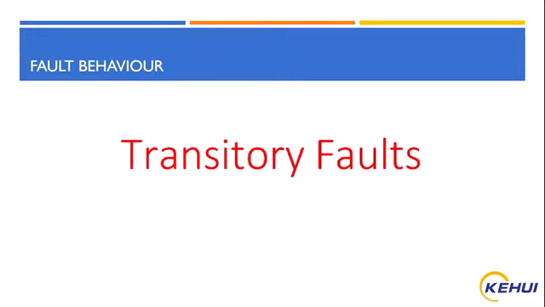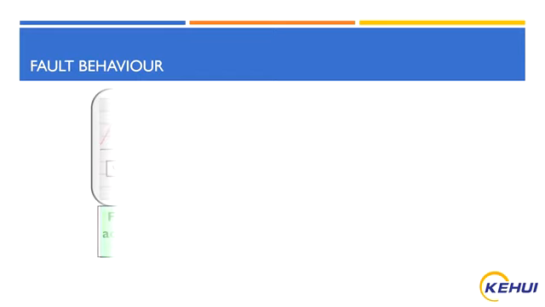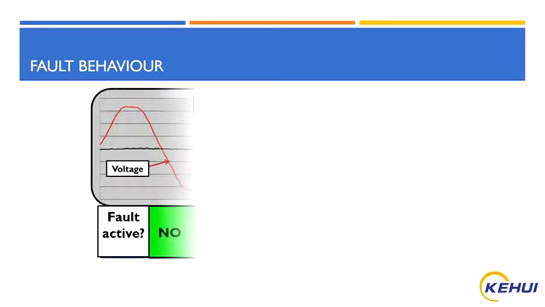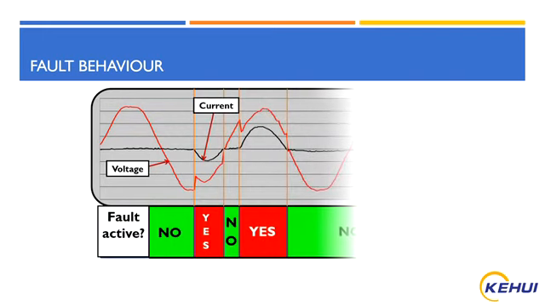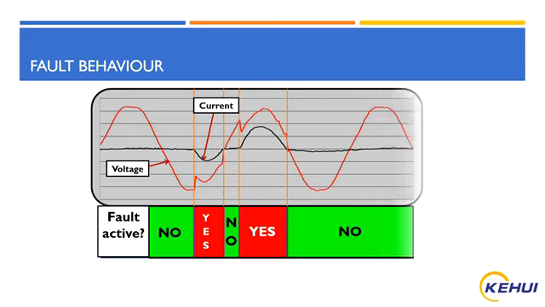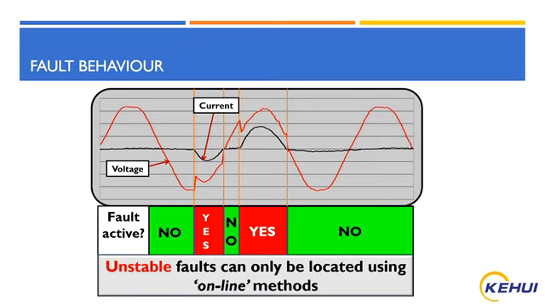Transitory faults are characterized by their appearance and disappearance, even within a single cycle. If we look at the evolution of the fault, we can see that initially it is not active and then it appears, then disappears again, and finally the system returns to normal. Such unstable faults can only be located using online methods with the cable energized.